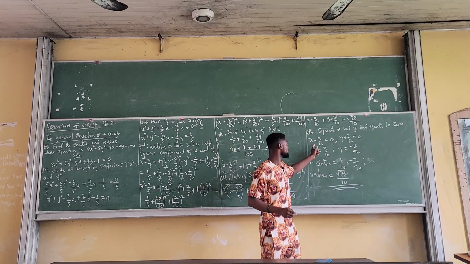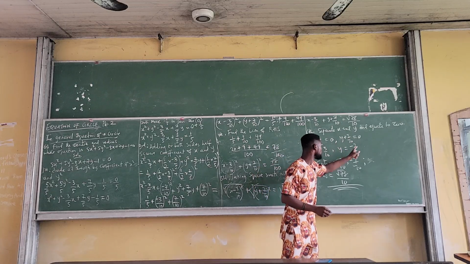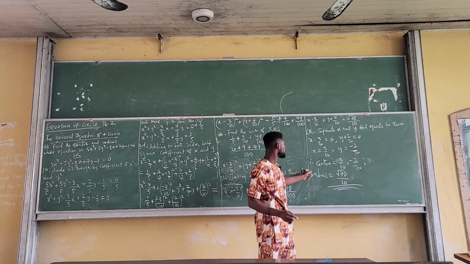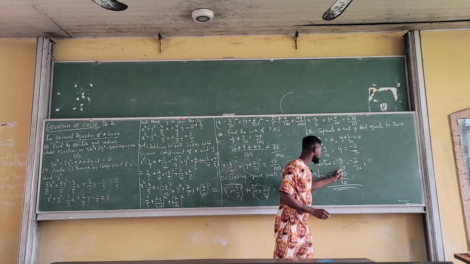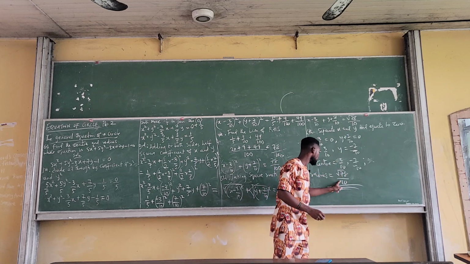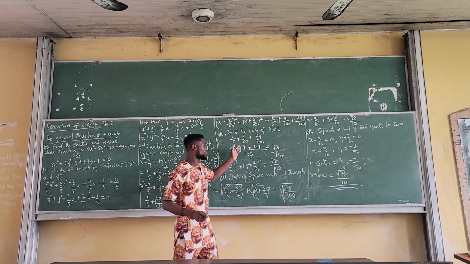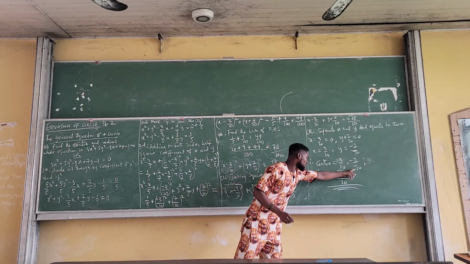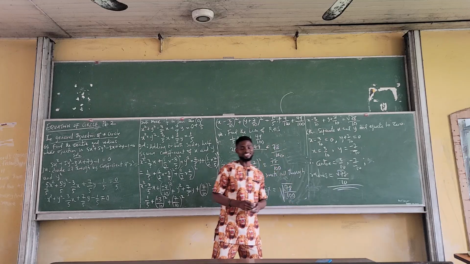If you collect like terms, moving this to meet 0 becomes positive 3 over 10, and moving this to meet 0 becomes minus 7 over 10. So this one and this one become your center. And the right hand side, which is square root of 78 over 10, becomes your radius. Therefore, the center is 3 over 10 and minus 7 over 10, while the radius is square root of 78 over 10.